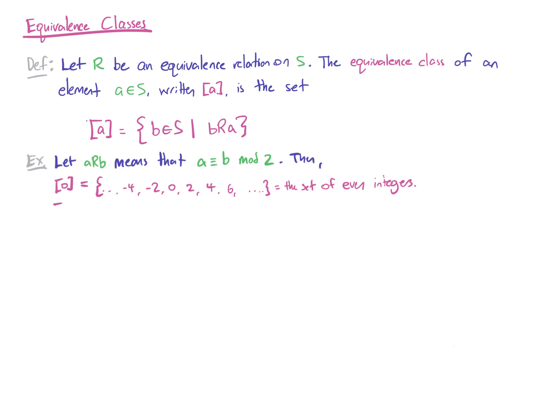Similarly, everything that's related to 1, everything congruent to 1 modulo 2: 1 is congruent to itself modulo 2, and so are 3, 5, 7, and so on, because all of these have remainder 1 when divided by 2. Similarly, -1, -3, -7, and so on. So this is the set of odd integers.